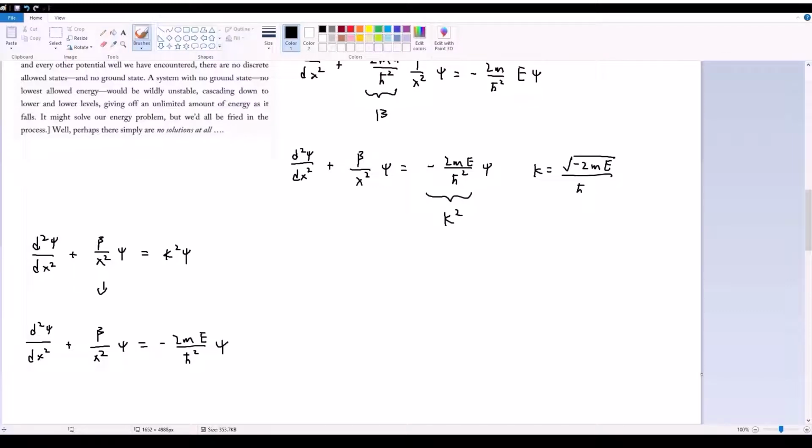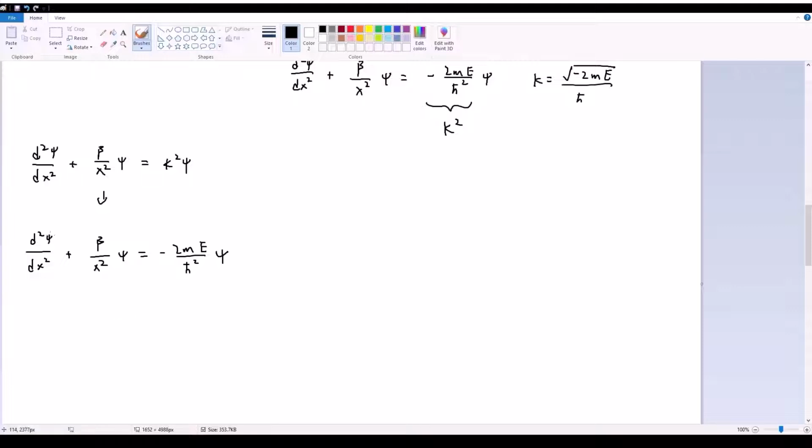Now, to check if psi of lambda x is a valid solution, we're going to switch over to lambda x instead of just x, and this is going to cause the first term to change to d2 psi of lambda x over dx squared, and this is going to be added onto beta, which I'm actually just going to change back over as well. So this is going to be 2m alpha over h bar squared times x squared times psi of lambda x, and this is going to equal negative 2m, and this time with a new energy E prime, divided by h bar squared, psi of lambda x.